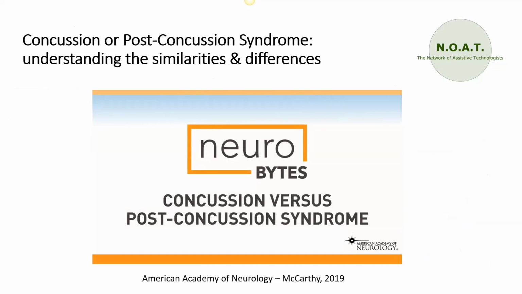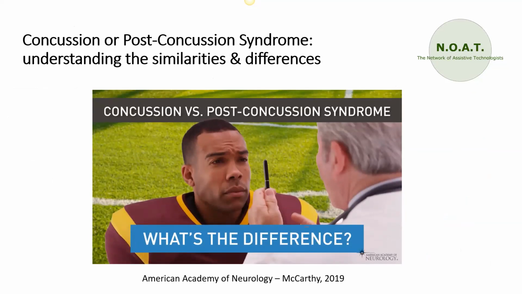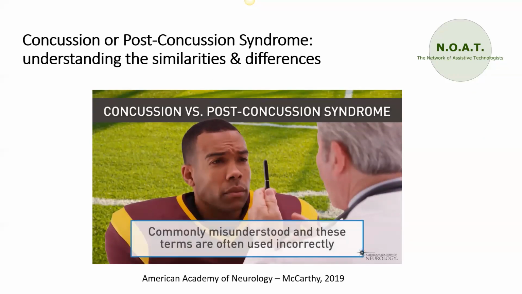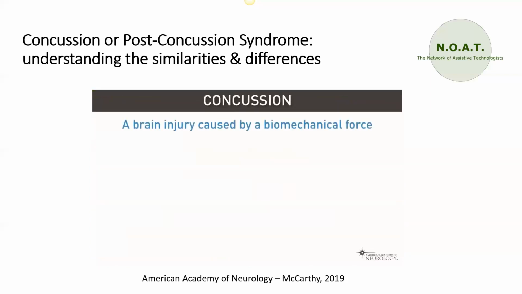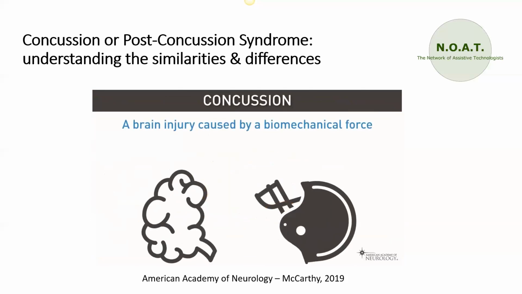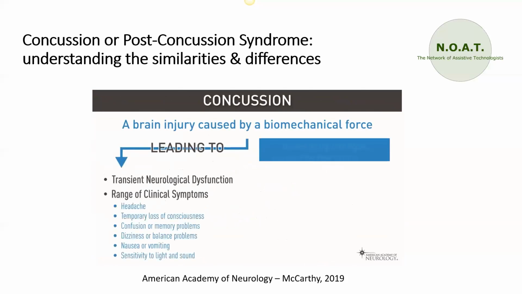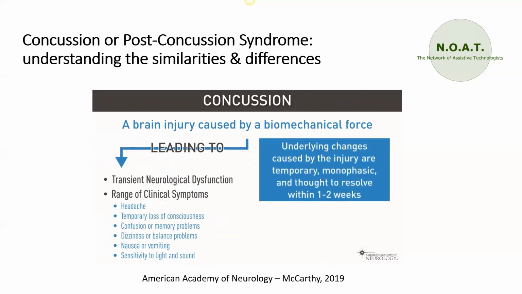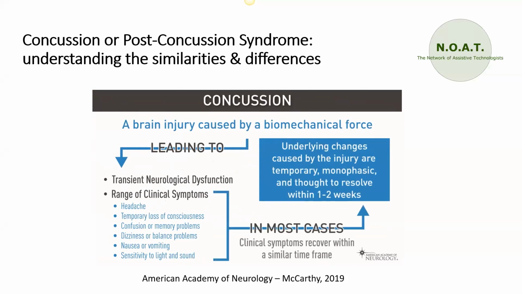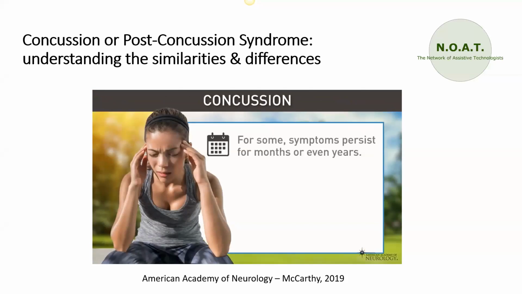Concussion versus post-concussion syndrome. The difference between concussion and post-concussion syndrome is commonly misunderstood, and these terms are often used incorrectly. Concussion is a brain injury caused by a biomechanical force, such as a trauma or impact, leading to transient neurological dysfunction and a wide range of clinical symptoms. The underlying biochemical, metabolic, and physiologic changes that define the acute injury are temporary, monophasic, and thought to resolve within 1 to 2 weeks. In most cases, clinical symptoms follow the same course and completely recover within a similar time frame. However, some people will experience persistent symptoms after a concussion for months or even years.